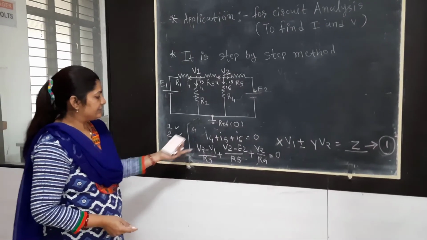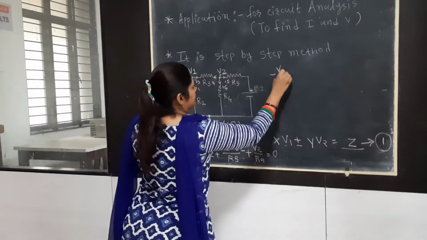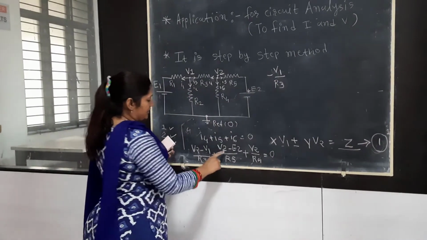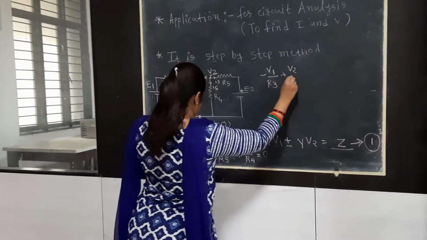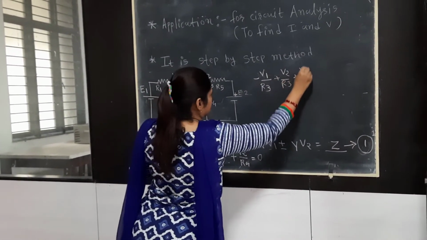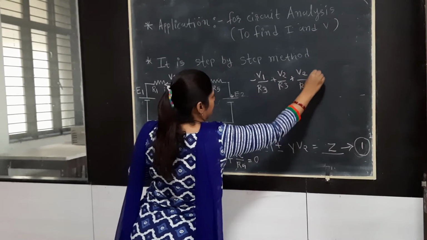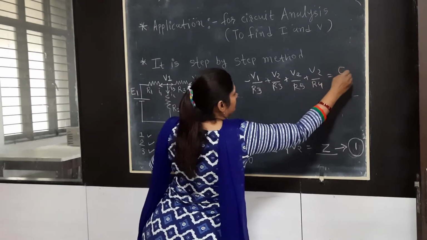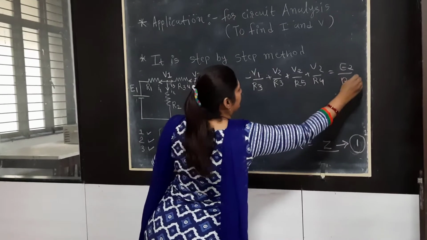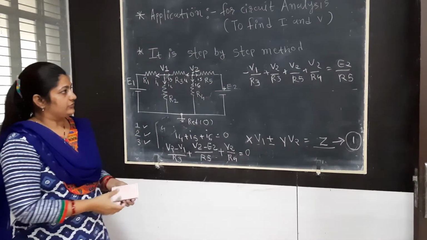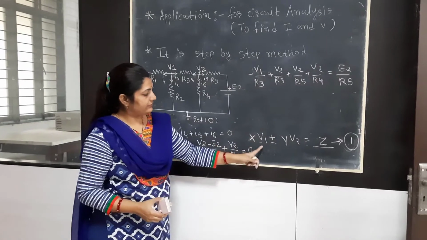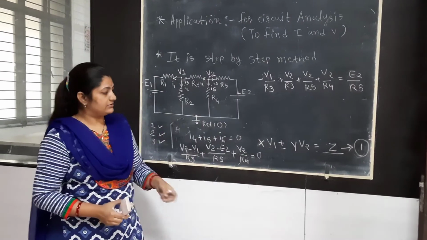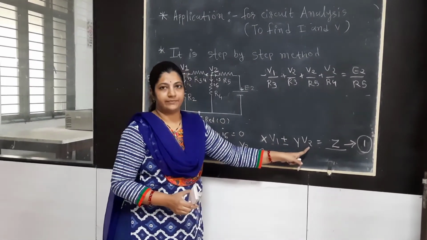Just like the previous case, we can make a rearrangement. So you can say V1 term only minus V1 by R3, V2 terms on one side, V2 by R3 plus V2 by R5 plus V2 by R4 equal to E2 by R5. So you can reform this equation in the form of our standard formation. It will help to solve these equations, and finally you will get V1 and V2 separately.